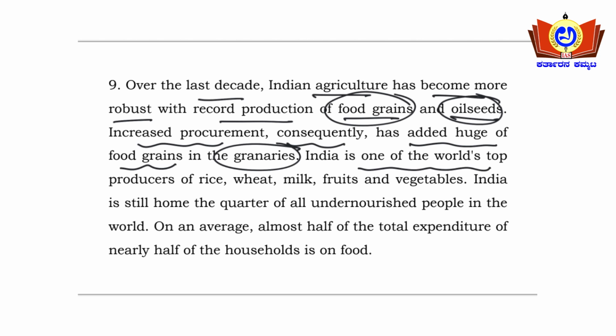India is one of the world's top producers of rice, wheat, milk, fruits, and vegetables. India is still home to a quarter of all undernourished people in the world. So there are contradicting statements here. One statement says India is the world's top producer of rice, wheat, milk, fruits, and vegetables, and the other says India is still home to a quarter of all undernourished people in the world. So on one side India stands on top in production, and on the other side it is home to a quarter of the undernourished people.